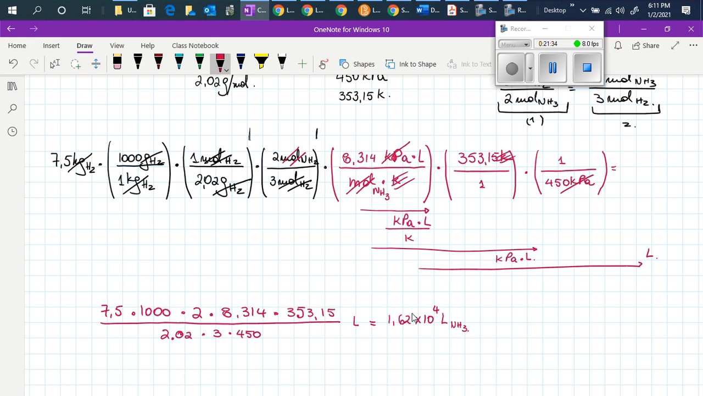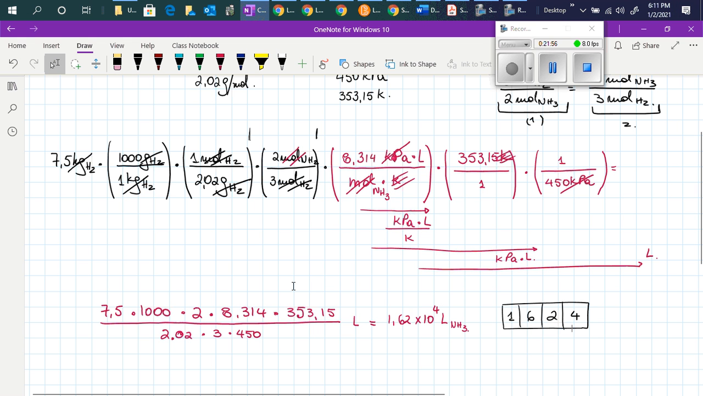And if I'm asking you to record this in the form A.BC times 10 to the power of D, you will record only the digits. So you will have 1,624 liters of ammonia. Now the second method, it's exactly the same up to the red one, where the red starts.